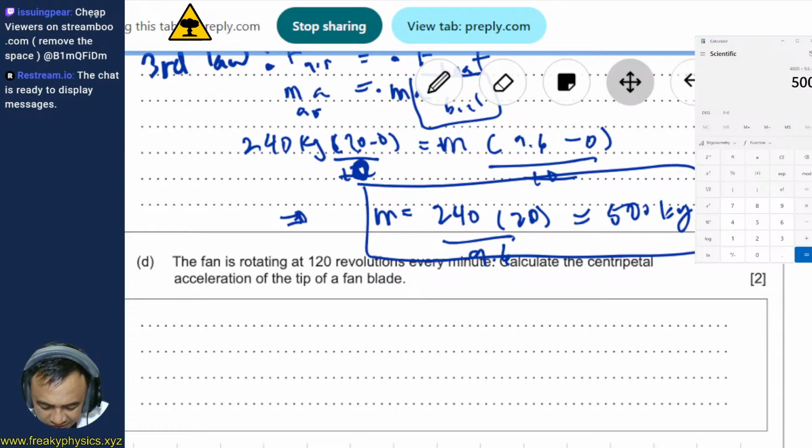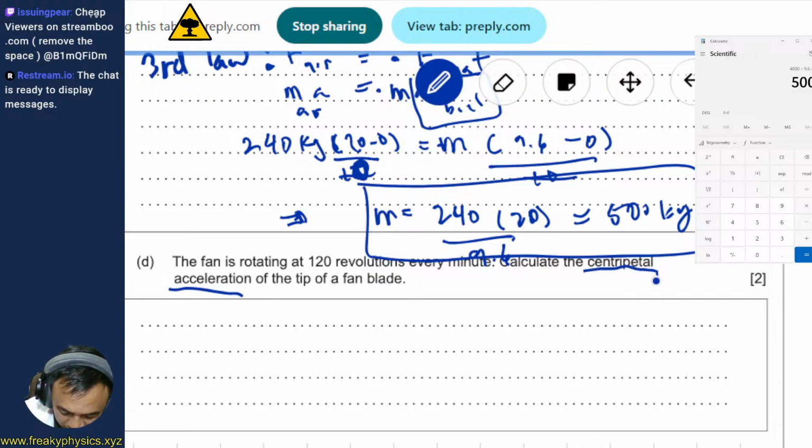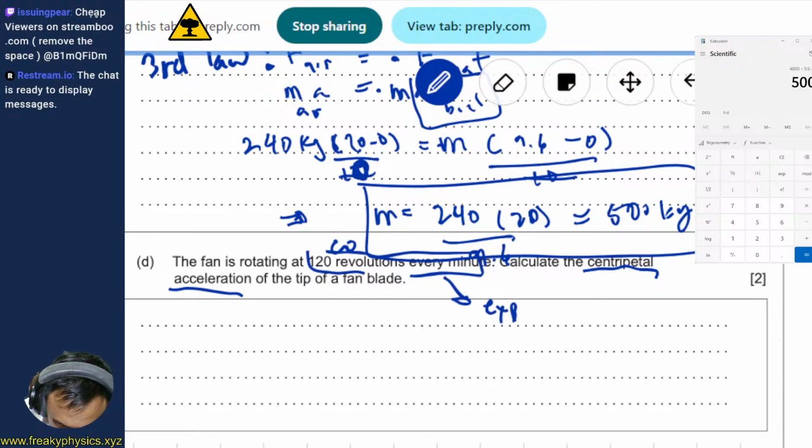The fan is rotating at 120 revolutions every minute. Calculate the centripetal acceleration. Now the problem here with centripetal acceleration is this is your omega, right? The omega here is already given, but you have to express it in radians per second.